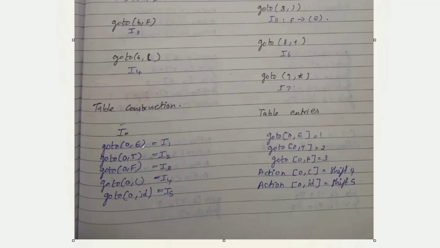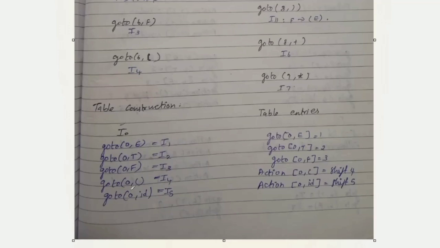Here, go to 0, comma E, item number 1; go to 0, comma T, item number 2; go to 0, comma F, item number 3. These are all non-terminal symbols. If it is a non-terminal symbol, then write table entries. Go to 0, comma E, item number 1 means 1. Go to 0, comma T, item number 2, which is 2. Go to 0, comma F, item number 3. Write the number only. Go to 0, comma F, 3.